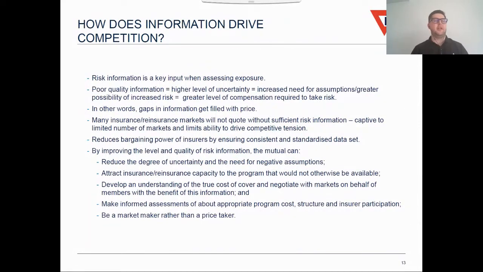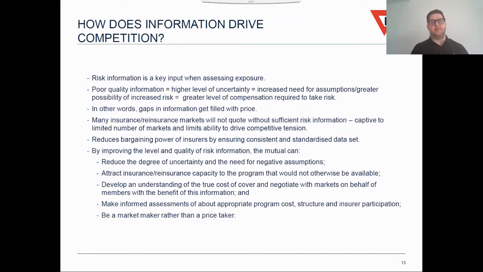What that essentially means is, as I said, like any investment that you make, it's risk reward. So the greater level of risk or the greater level of uncertainty, the greater the level of compensation you need to take that risk. So in other words, in this space, gaps in information get filled with price. That's an adage, or a way that I like to think about it.